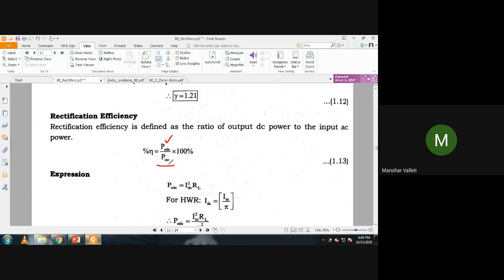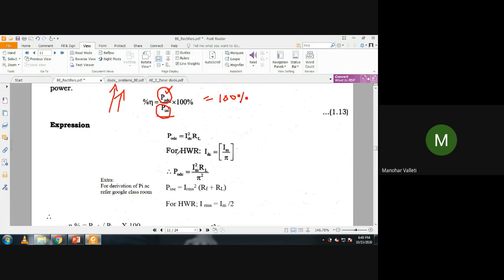Ideally, if you apply 100 watts of AC power, we try to get 100 watts of DC power. If you get 100%, it means that the rectifier is very, very good, right? So the rectifier efficiency has to be as high as possible. So how will you find the output DC power? Because this is the output, only the load will be there. Because it is the DC power, we consider only the DC current: IDC square into RL.